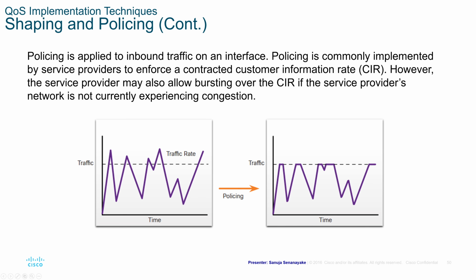But what is really important is that you understand policing is done on the inbound interface, while shaping is done on the outbound interface. So the egress interface is the one where shaping is going to be done. The ingress interface is the one where policing is going to be applied.